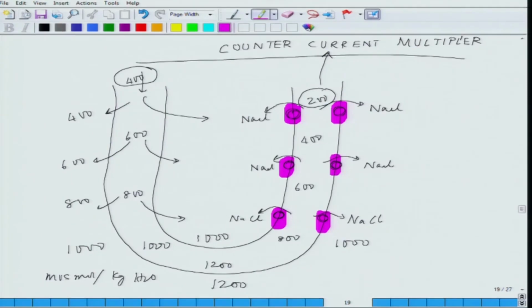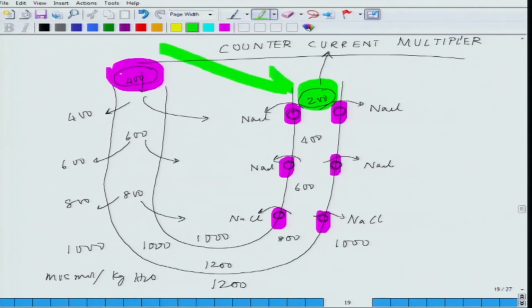And so, if you look at it out here, it started with 400 and it ended up with 200. So, there is basically a fall in the osmolarity value, and sodium has been retained. Okay. Similarly, if you look at this zone, it is all the same, because there are no transporters.